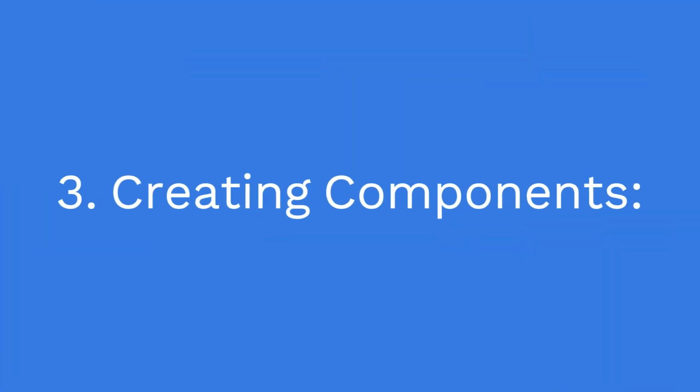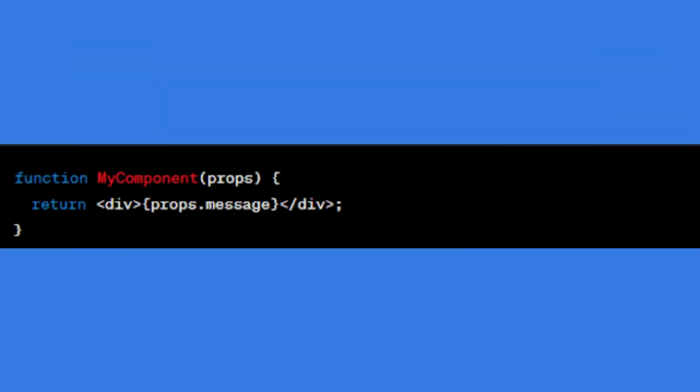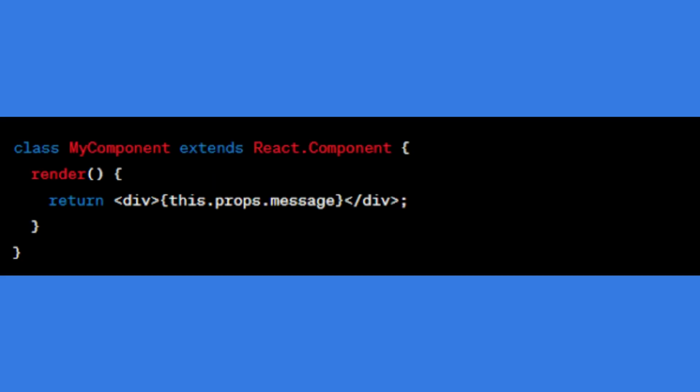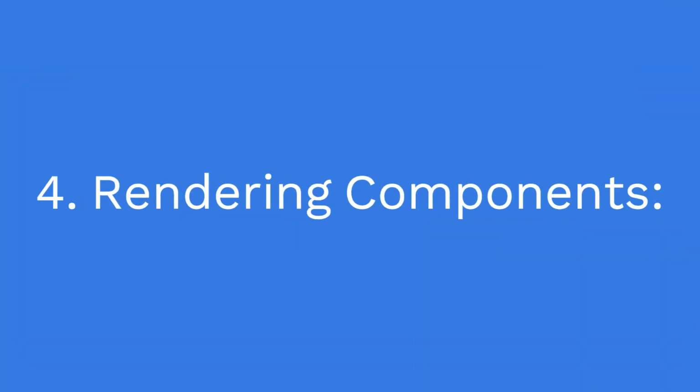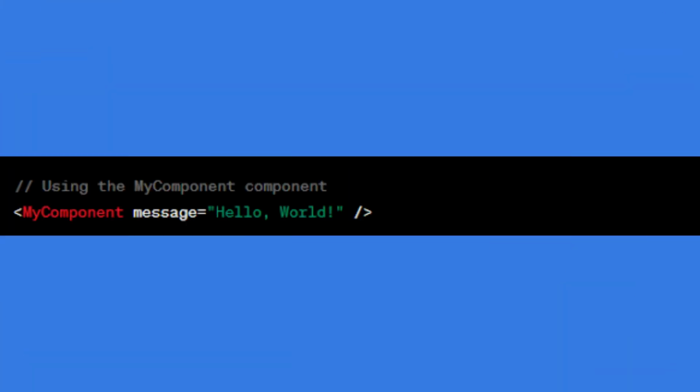3. Creating components. In React, you can create components by defining functions or classes that return JSX elements. Here's an example of a functional component. And here's an example of a class component. 4. Rendering components. To use a component, you simply include it in your JSX within other components or in the application's entry point, usually an index.js or app.js file.